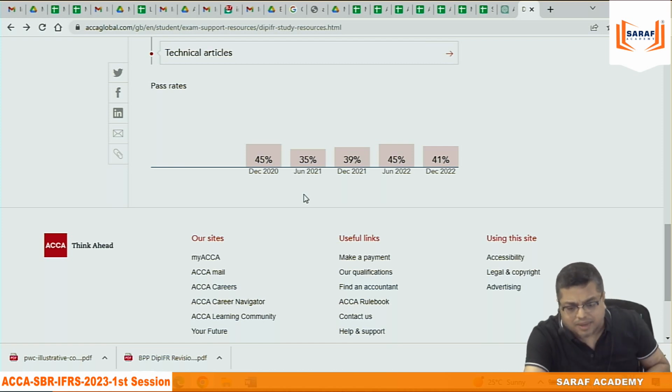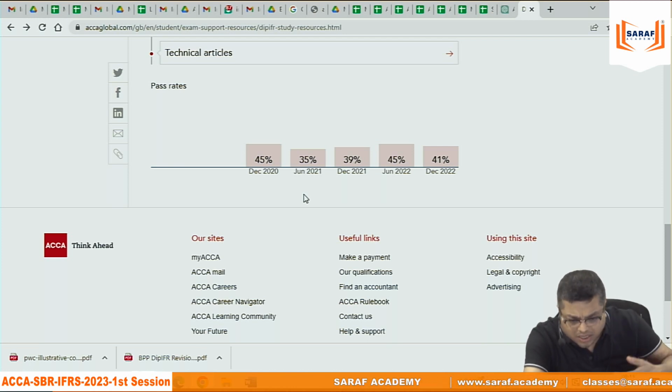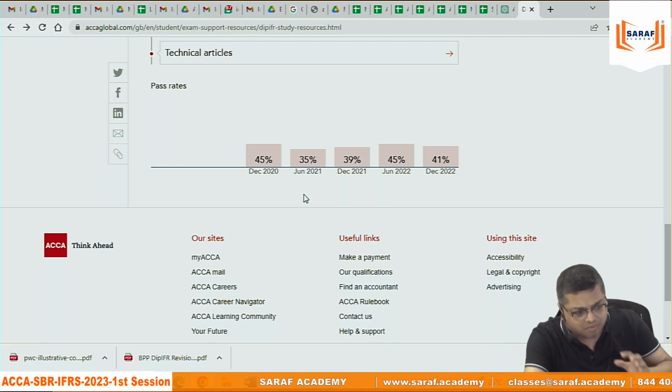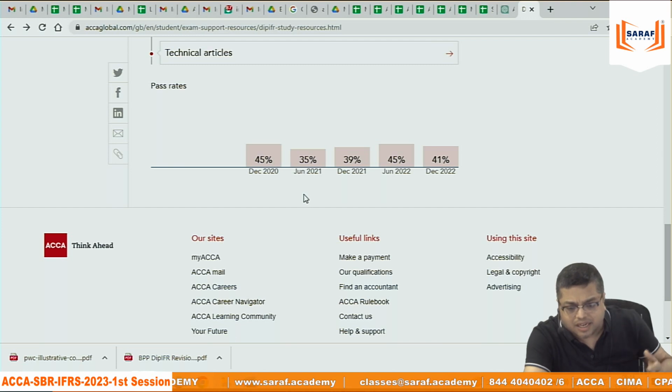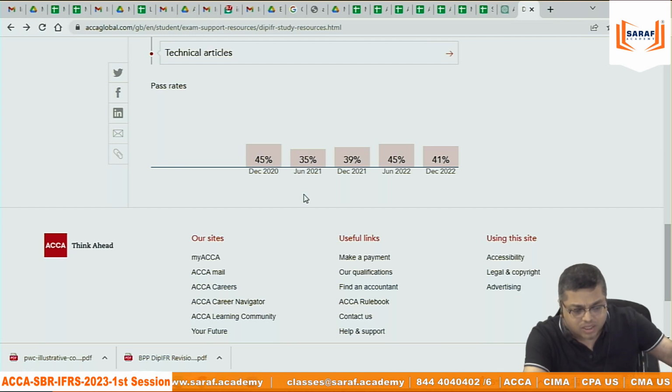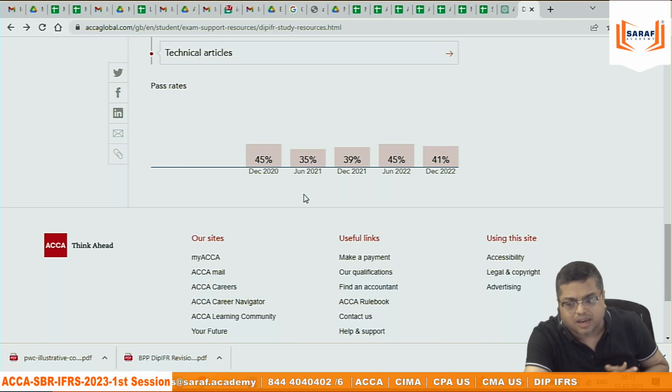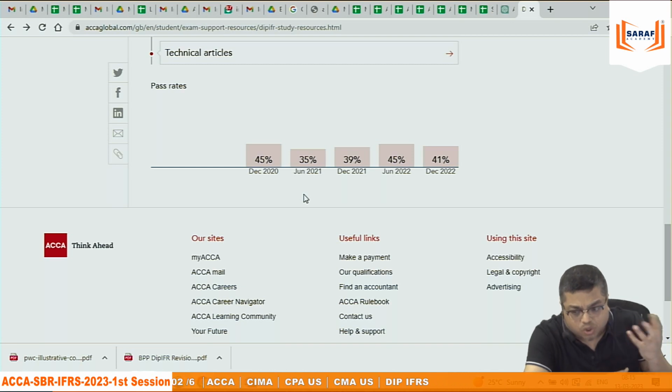Not a single term in the exam that the result is less than 70%. At least 70%. Whatever the institute result, our result is far greater than that, because I am a platinum learning partner. My result should always be better than the institute average result. Otherwise, I cannot remain as a platinum learning partner of ACCA. So our result has to be better than the institute result.